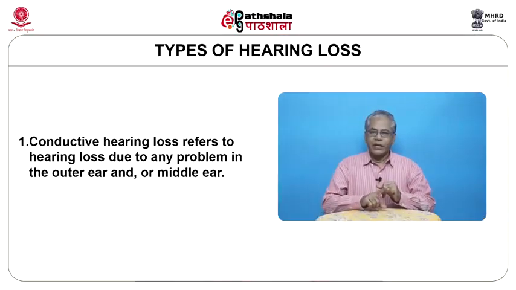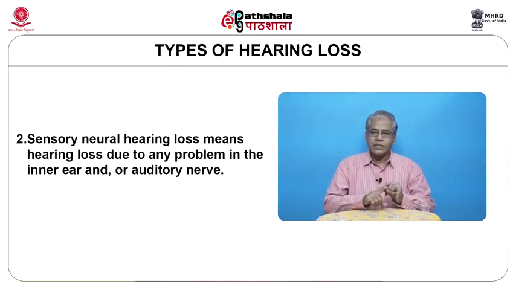Let me outline the types of hearing loss. 1. Conductive hearing loss refers to hearing loss due to any problem in the outer ear and or middle ear. 2. Sensory neural hearing loss means hearing loss due to any problem in the inner ear and or auditory nerve.